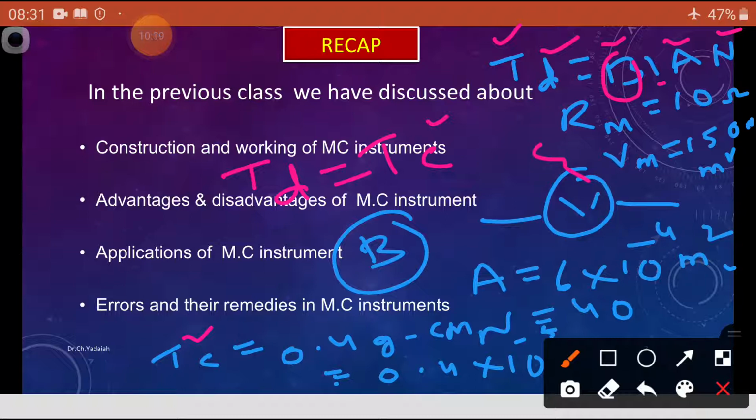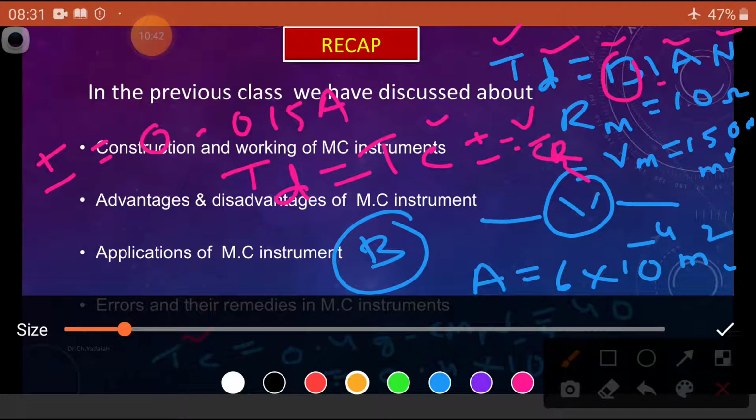Apply Ohm's law. I is equal to V by R. So V is equal to 150 millivolts divided by 10 ohms. Thereby, after simplification, I am going to get the current I equal to 0.015 amperes.